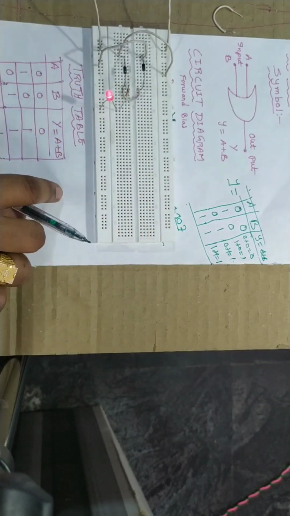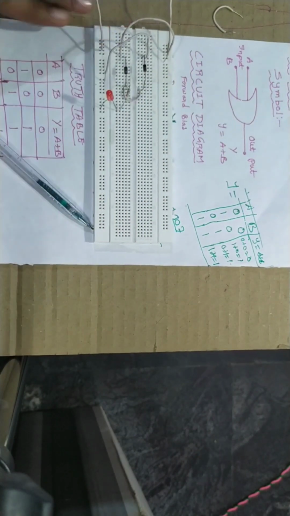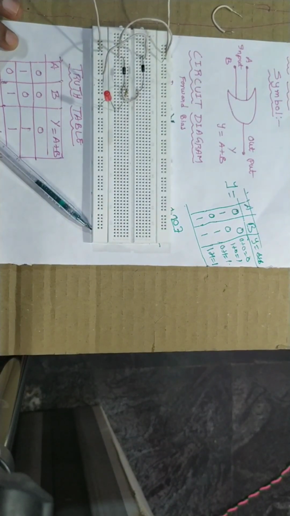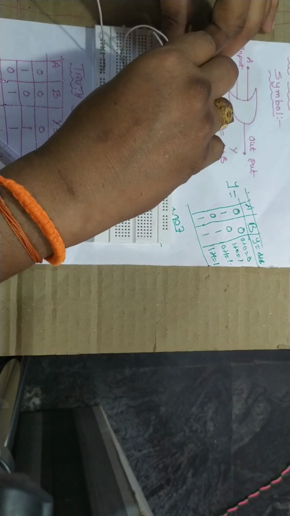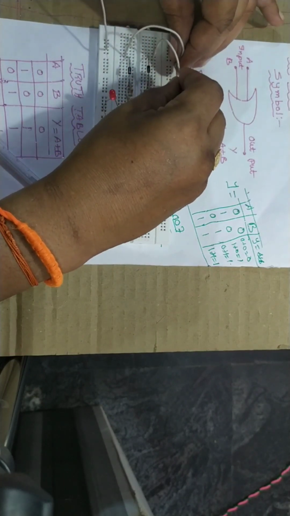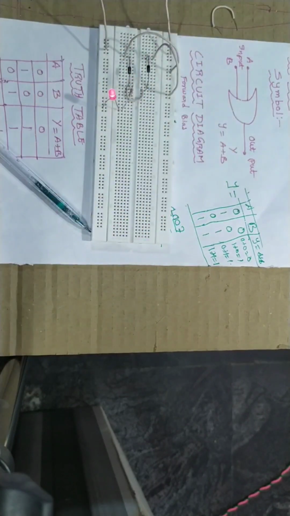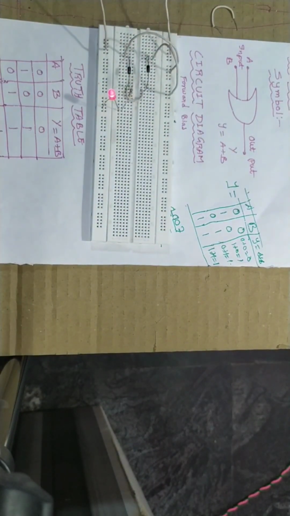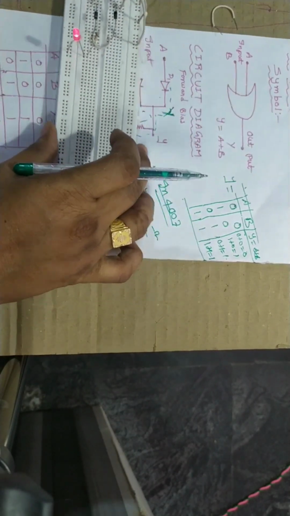Okay, clear? Next, both are connected to the positive terminal. So you should connect both to the positive terminal. What happens here, you see? If I connect both to the positive terminals, the LED glows. So that means both positive, the resultant is also 1. Okay, this is the OR gate.